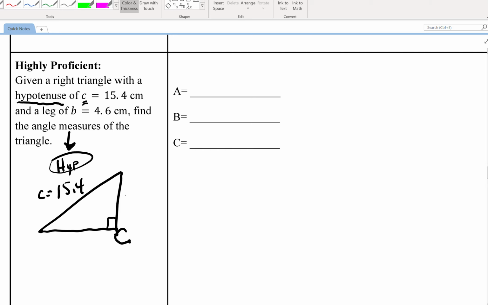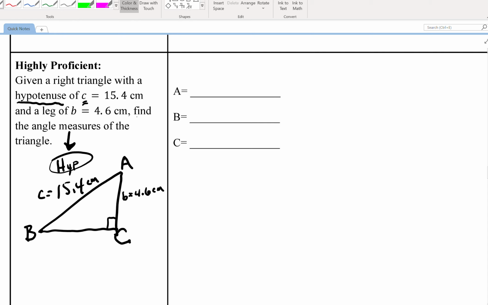Let's say this is B here, 4.6. And again, this is in centimeters. If this is little b, then opposite that is big B. That would mean typically that this would be big A and this would be little a. We're not concerned so much with that.